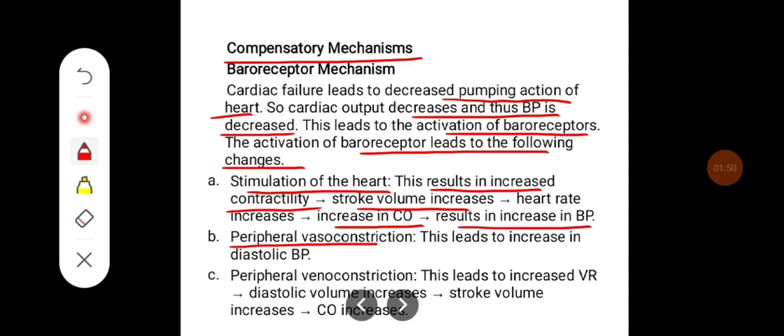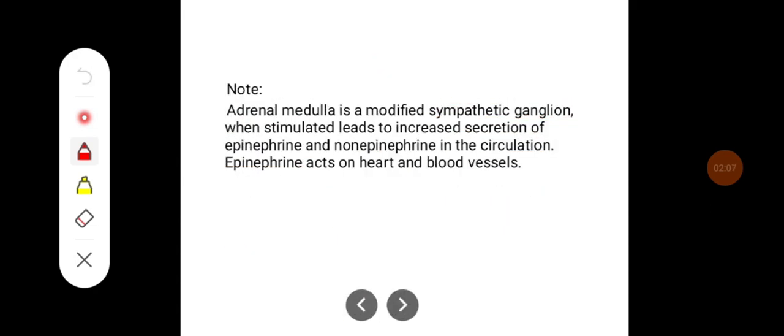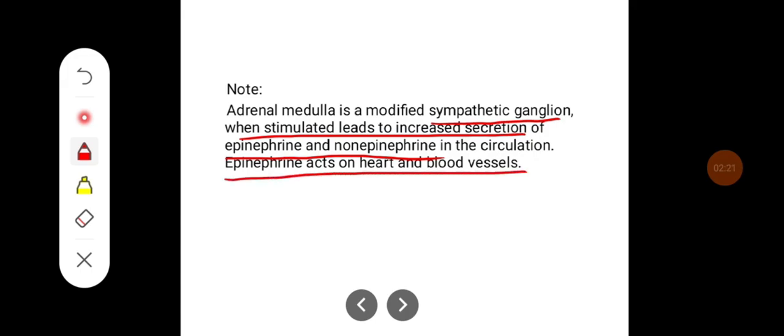There will be peripheral vasoconstriction. This leads to increase in the diastolic blood pressure. Peripheral venoconstriction leads to increase in the venous return, which increases the diastolic volume. Thus, the stroke volume increases, which increases the cardiac output. Adrenal medulla is a modified sympathetic ganglion, and when stimulated leads to increased secretion of epinephrine and norepinephrine in the circulation. Epinephrine mainly acts on the heart and blood vessels.